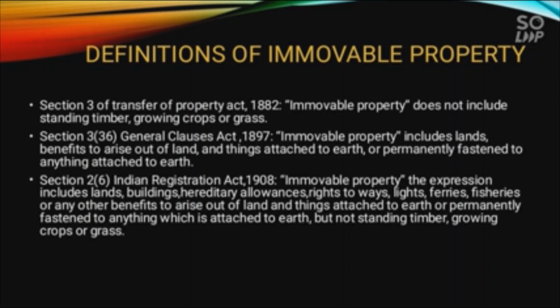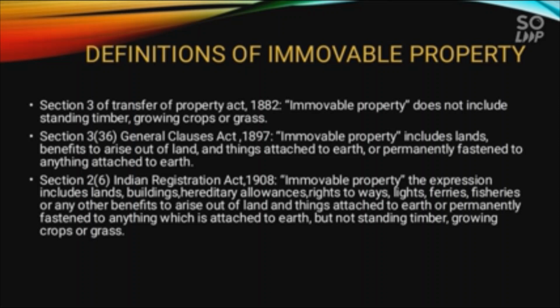First we can look into immovable property according to the Transfer of Property Act, Section 3. It says that immovable property does not include standing timber, growing crop or grass. Next is according to the General Clauses Act 1897. It says immovable property includes land, benefits to arise out of land, and things attached to the earth or permanently fastened to anything attached to the earth.